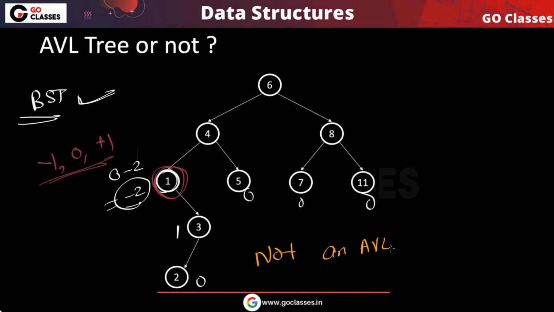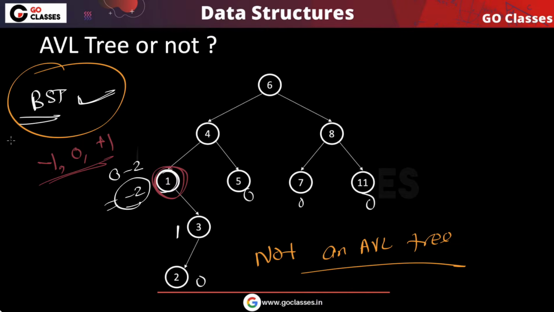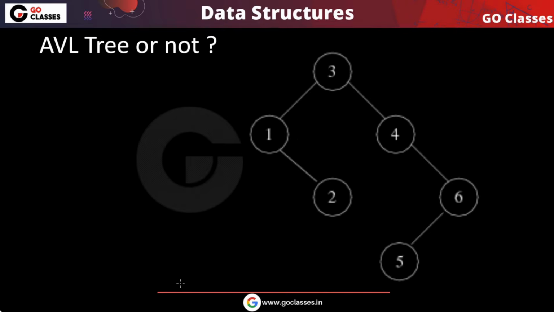I hope you got it, right? It is very easy to check. First check whether it is a binary search tree or not, and then check whether the balance factor is satisfied for every node. If you find even one violation, you will say that it is not an AVL tree. Now tell me whether this is an AVL tree. So here 3 lesser than, yes, it is a binary search tree.